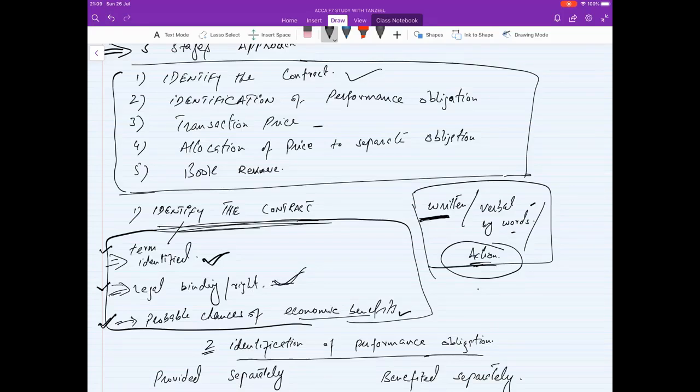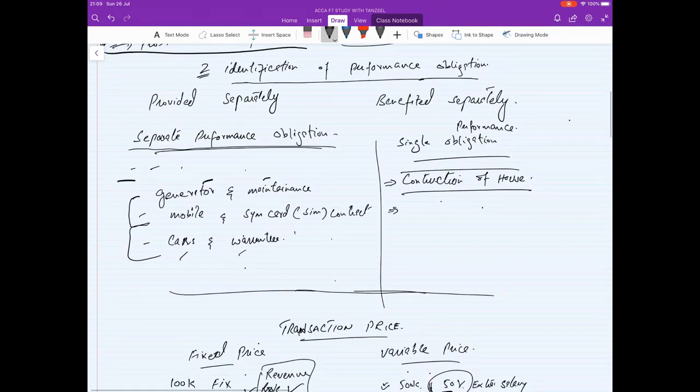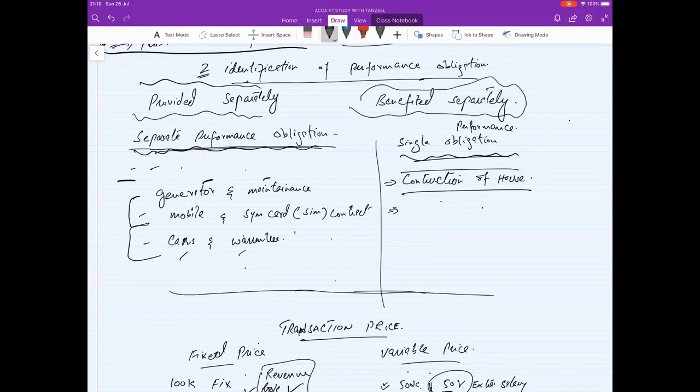Stage 2 is to identify the performance obligation. I already wrote it, so just to save time: performance obligation means your liability. Either you will have separate performance obligations or a single obligation. I'll give you examples. Anything which is provided separately and benefited separately, this is the most important thing, a very important thing.